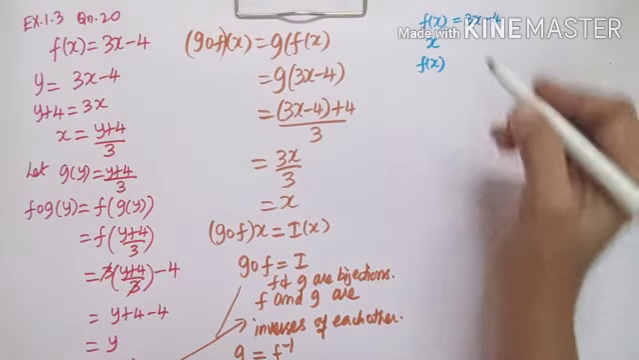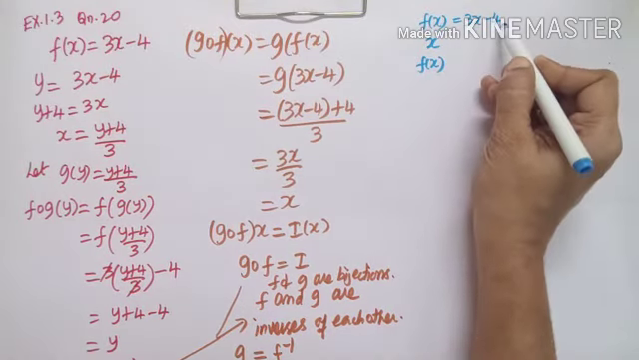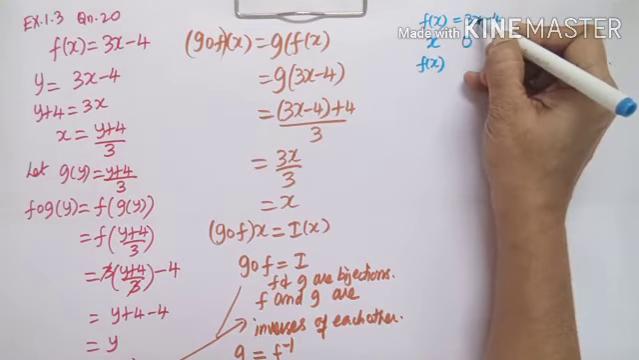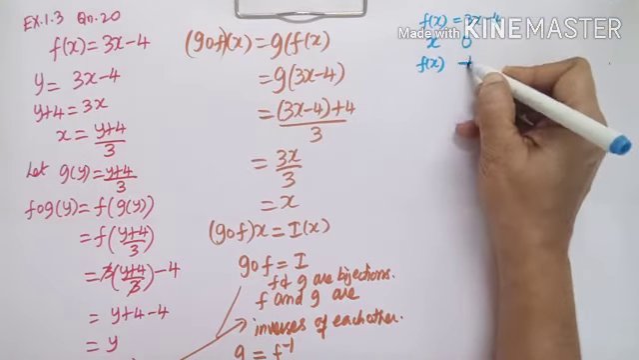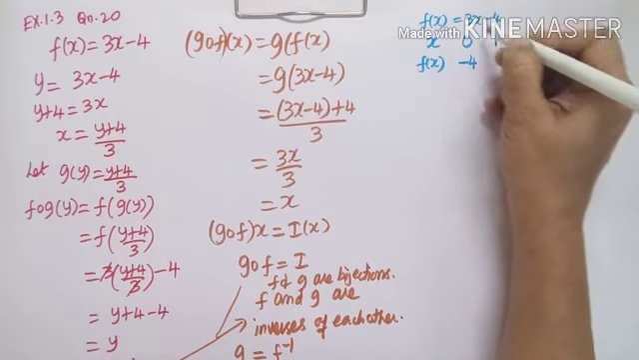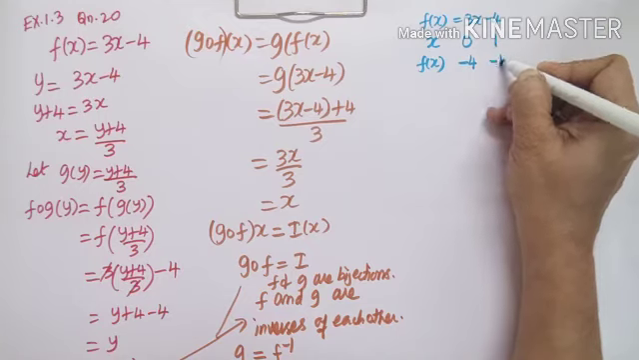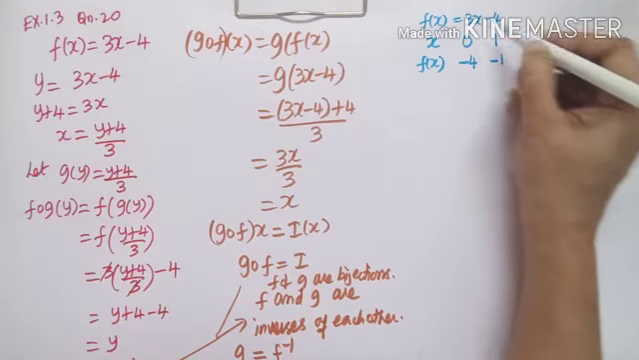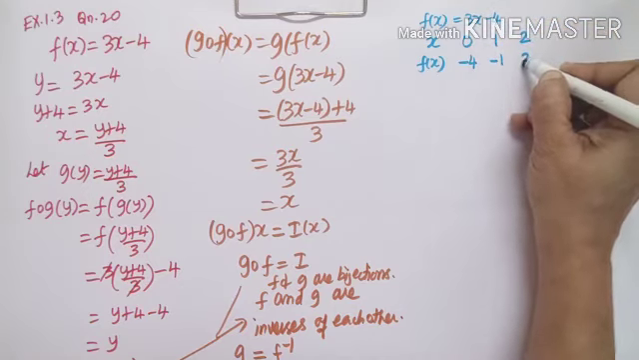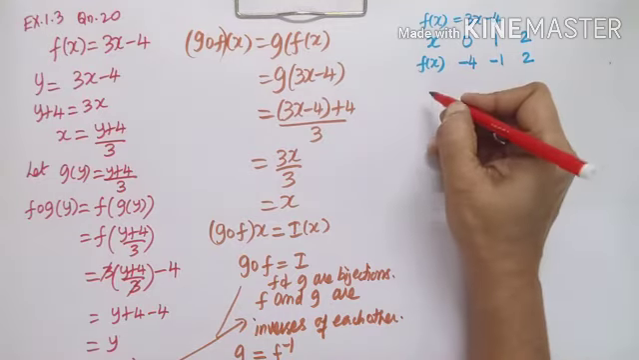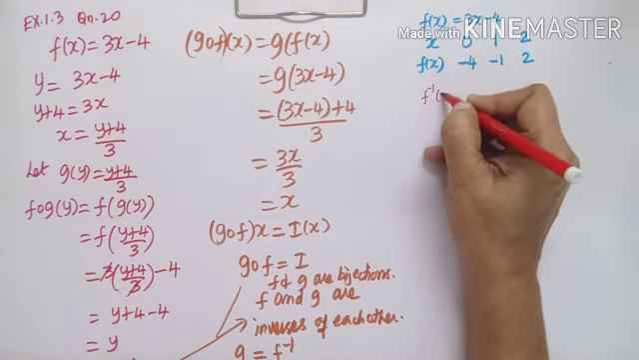As we plot f of x equals 3x minus 4, put x as 0. We get 0 minus 4, that is minus 4. Put x is 1. 3 into 1, 3 minus 4. My answer is minus 1. Put x is 2. 3 into 2, 6 minus 4. My answer is 2.